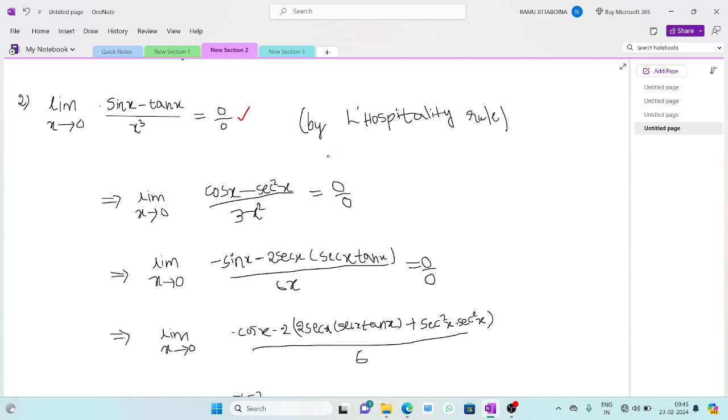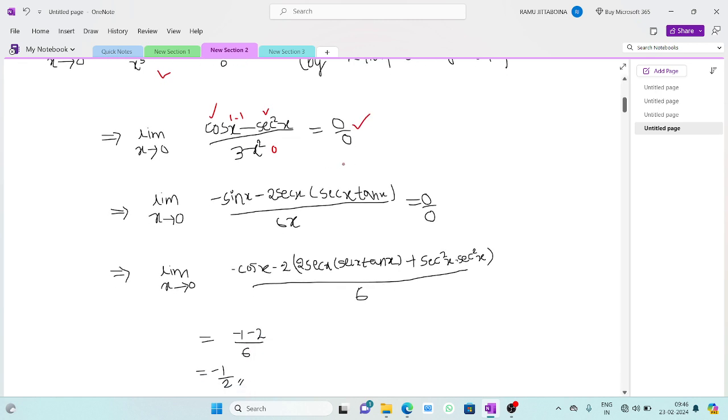L'Hospital's rule is nothing but differentiating both numerator and denominator once. So if I differentiate the numerator and denominator once, I get the derivative of sin x as cos x, minus the derivative of tan x, which is sec square x, and the derivative of x cube is 3x square. I again apply the limit. I get cos 0 is 1 minus sec square 0 also 1. So the denominator is 0, and here 1 minus 1 is 0. Again I get 0 by 0 form.